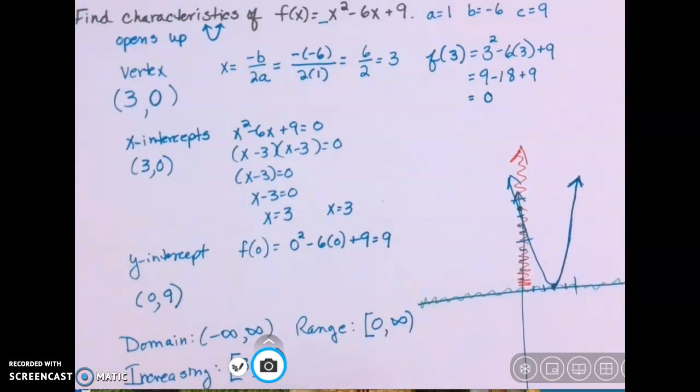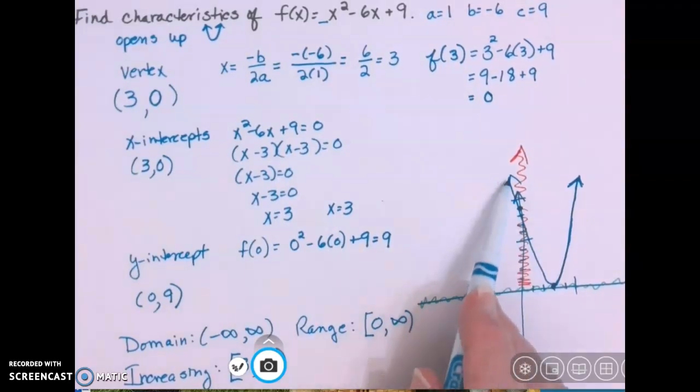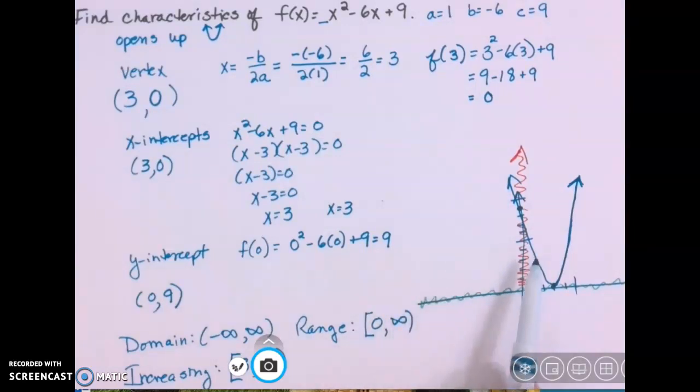And then the decreasing interval, where is it going downhill? Well, it starts here going downhill, so this is from negative infinity. Remember, we're always looking at the x-axis. From negative infinity, this is going downhill until it touches that x-axis. So this is negative infinity all the way to where x equals 3. And again, that's going to be included.